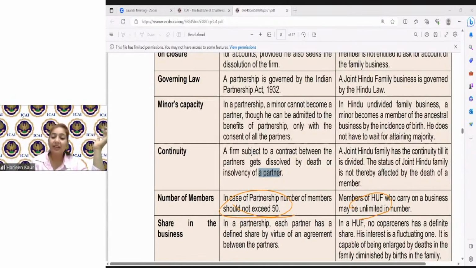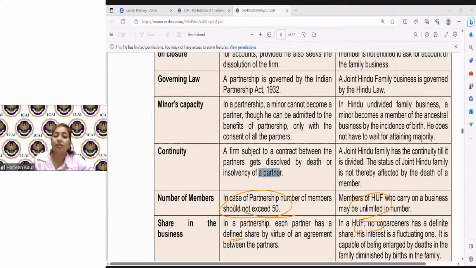Share in the business: here, no co-partners have a defined share. They keep on fluctuating. In a partnership, every partner has a defined share. In a family business, someone contributes more, someone's husband contributes more so his wife gets more share, someone doesn't contribute much, they're doing their own thing. So it depends. There's no defined share. Nobody has signed a contract on how much share to give. So here it is totally dependent.